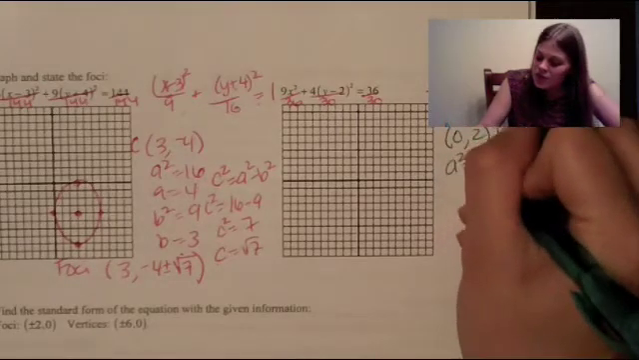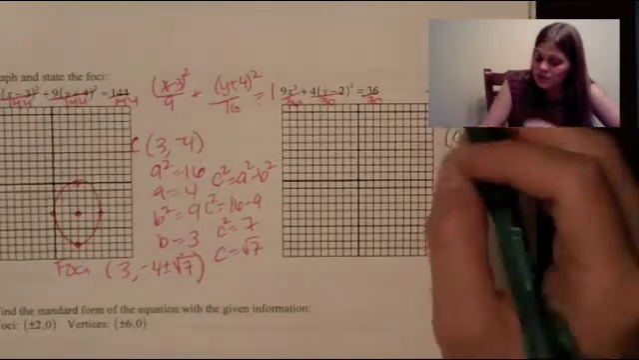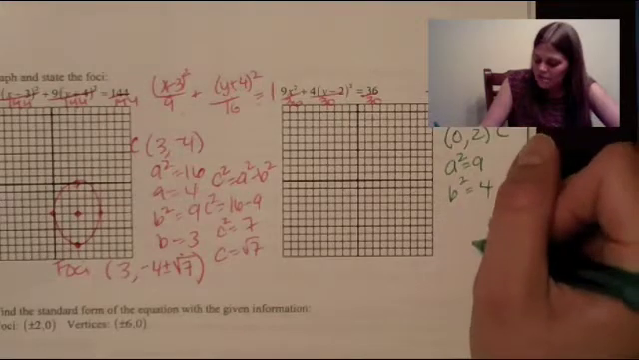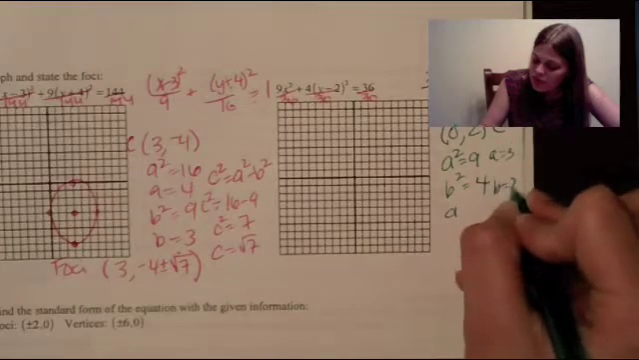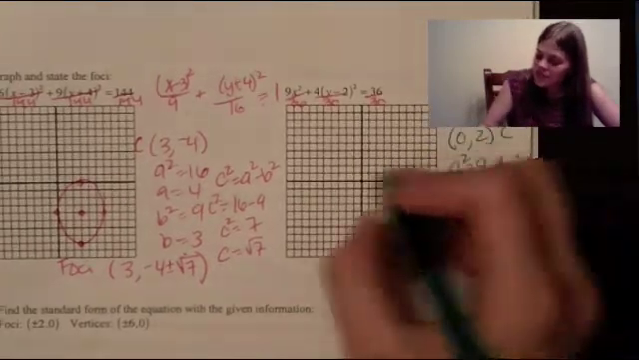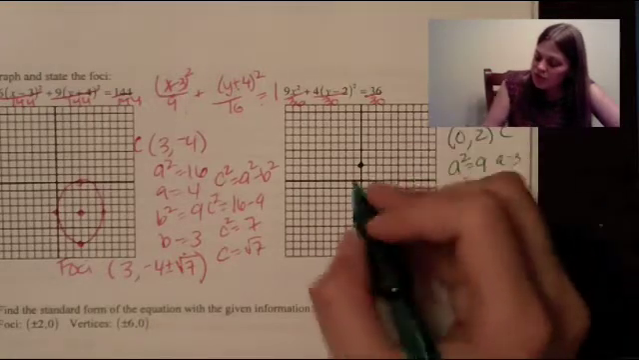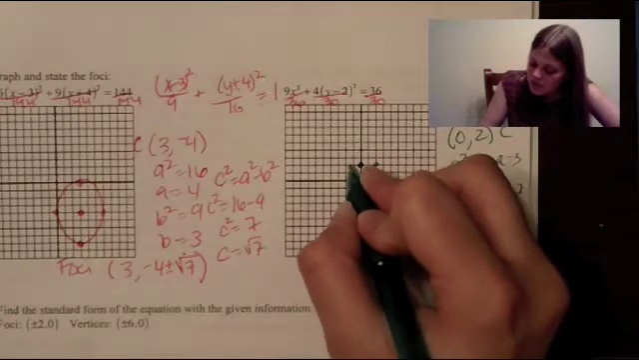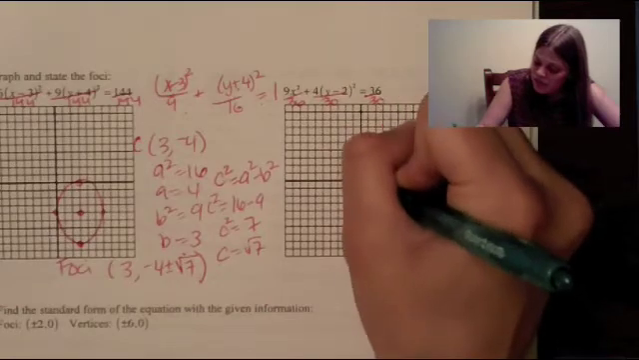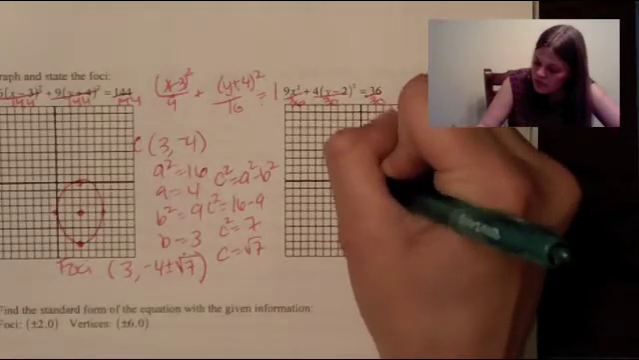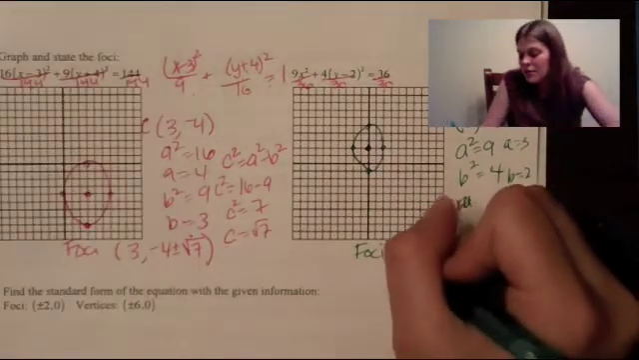The a squared is 9. The b squared is 4. So it's a major axis up and down. So your a is 3 and your b is 2. So your center is at 0, 2. Since the 4 is underneath the x, I'm going to go left and right by 2. And then I'm going to go up and down by 3 on the y. And there's your ellipse.